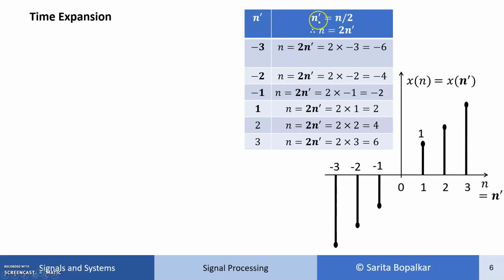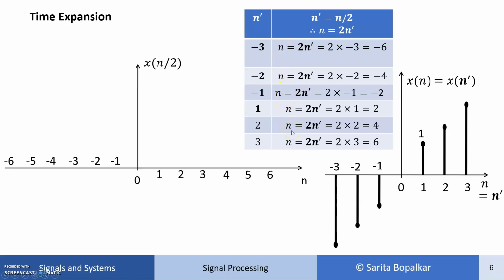This n dash we transfer to twice n. Now here n dash is equal to n by 2. Time expansion, so n becomes twice n dash. So for n dash is equal to -3, -2, -1, 0, 1, 2, 3, we'll calculate what n is in a time expanded signal. You can check. N dash is -3. That amplitude gets shifted to n is equal to -6.